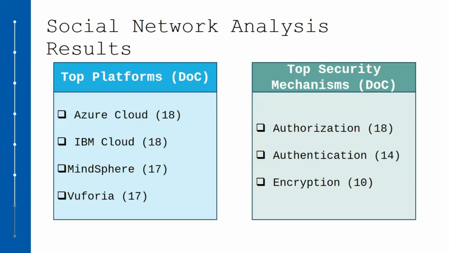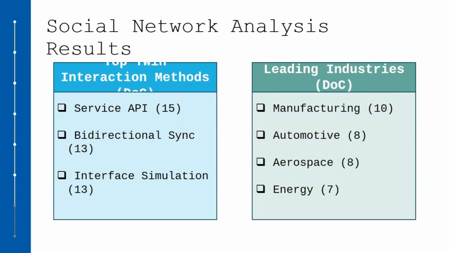So top platforms, Azure Cloud was found to be the top platform used with 18 for degree of centrality. IBM Cloud came in second, then MindSphere and Vuforia. When we talk about the security mechanisms, which is a main capability for digital twin platforms, we talk about three main ones: authorization, authentication, and encryption. Then we talk about the twin interaction methods, that is the interaction between the physical and the virtual. We talk about service API, bidirectional synchronization, and interface simulation.